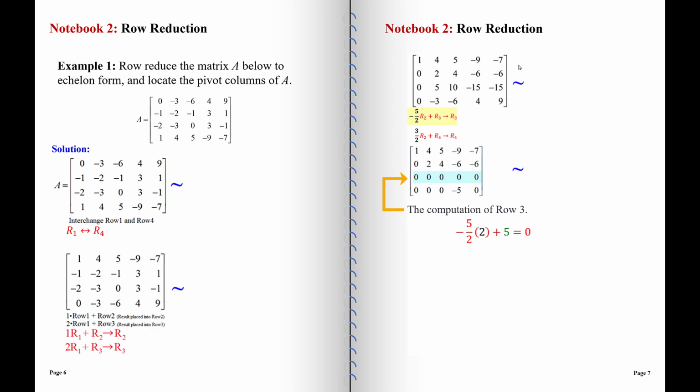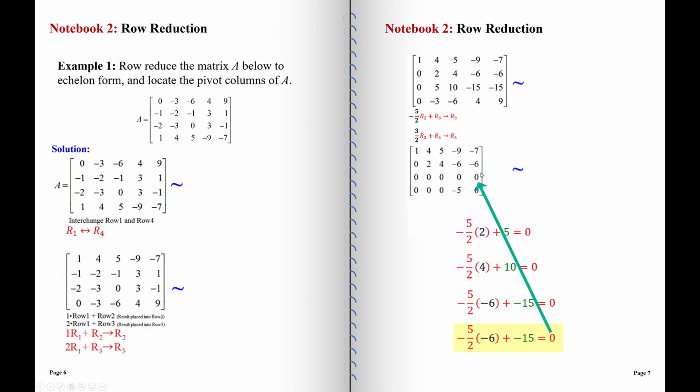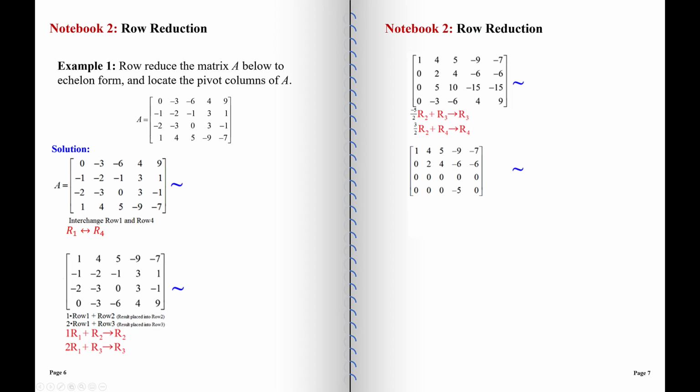Minus 5 halves times 2 is minus 5. Minus 5 plus 5 is 0. That's how we get the 0 in the 3, 2 position. Then we get minus 5 halves times 4 is minus 10. Minus 10 plus 10 is 0. That's how we get a 0 in the 3, 3 position. Minus 5 halves times minus 6 is 15. When we add that to negative 15, we get 0. And then we have the same operation, since it's the same numbers, for the corresponding 5th entry in that row. So try it yourself on row 2 and row 4, and you'll see that you get the following matrix.